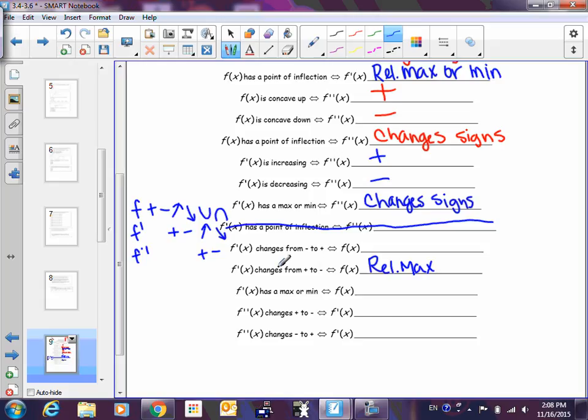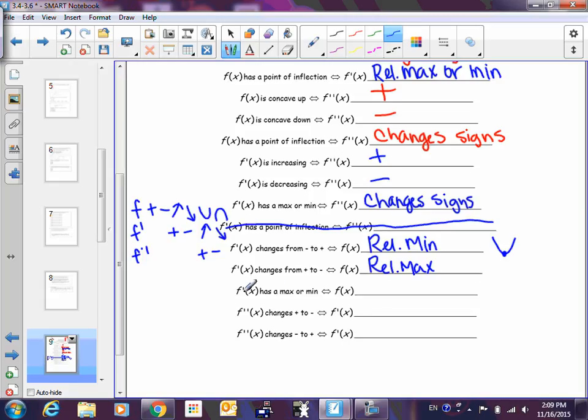Okay, so when F prime changes from positive to negative, that would be like increasing to decreasing. That's a relative max. That's what the chart tells us. So what do you think should go in the previous blank that we skipped? Relative min. Okay, when it changes the other way, it would just be a decrease and then an increase. That creates a relative min. So you don't need the chart, but it could help you here.